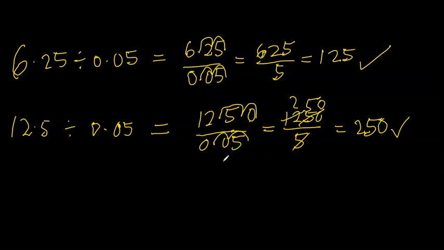The last thing I need to mention is that when you move the decimal points, you are actually multiplying by 100 to turn the 0.05 into the whole number 5. And once you do that, you multiply by 100 in the numerator as well. So the number of places that you move accounts for what you were supposed to multiply by.